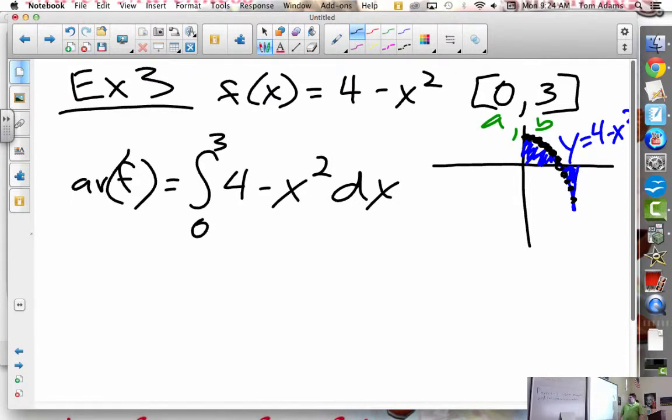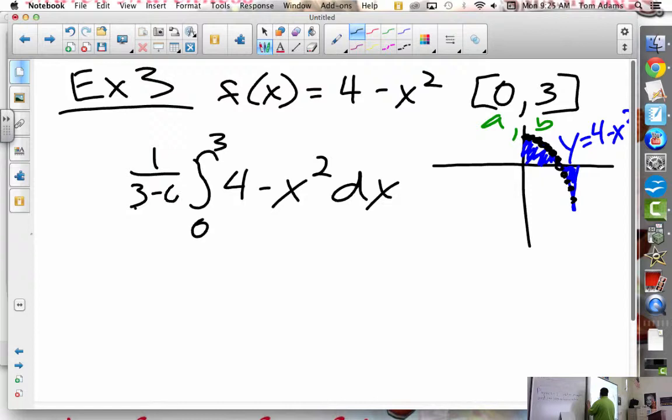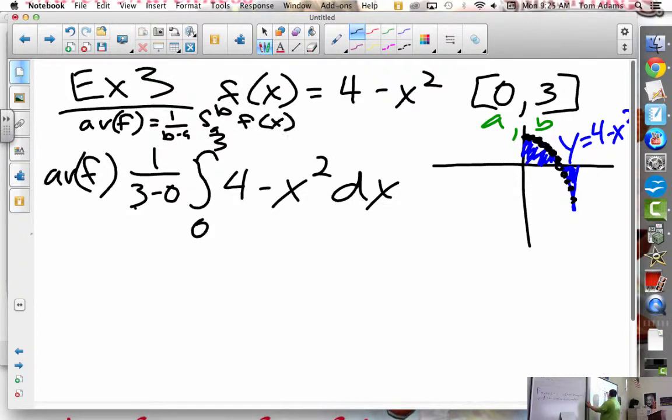Now I can find this area under the curve on my calculator. Oh, wait. I forgot to write one more thing in there, right? I've got to write 1 over b minus a, which is going to be 3 minus 0. That's what the average value of f is, right? Because that's coming from this formula. The average value of f is equal to 1 over b minus a of the integral from a to b of f of x dx.